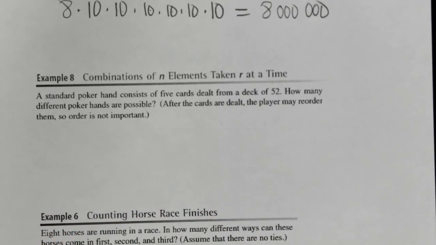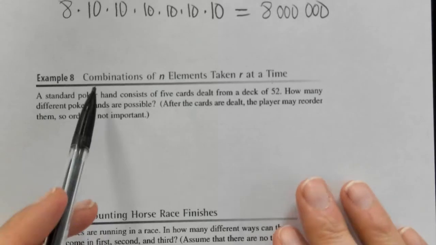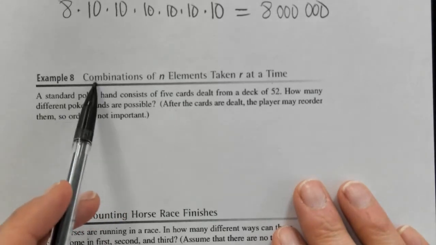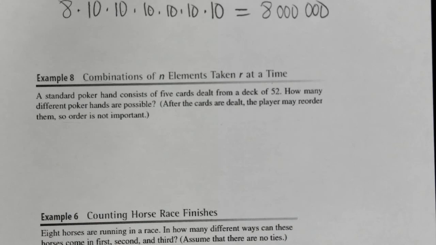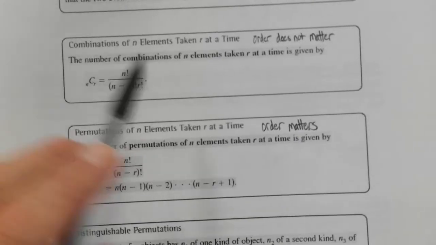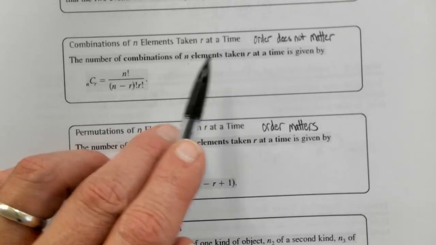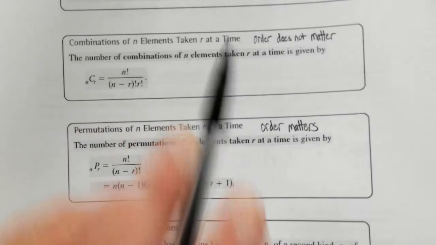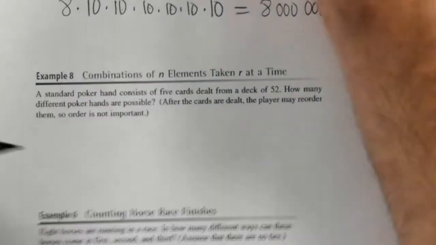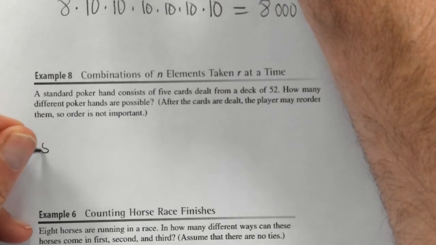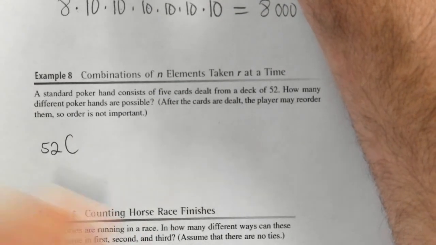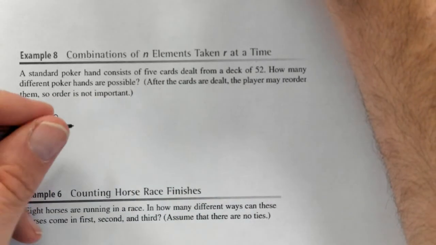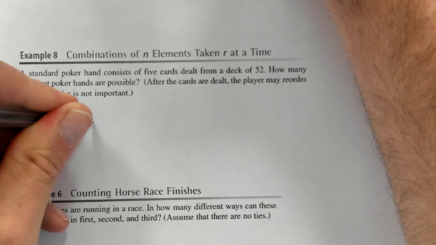So that gives us a clue to what we should be using here, plus the title of the question tells us it's combinations of n elements taken r at a time. So we know we're going to be using a combination here. For my combination, I need to figure out how many things I have total to choose from and how many I'm taking at a time. Well, there are 52 cards, so this would be a combination of 52 choose. How many are we going to be picking at a time? You're going to be picking 5. So 52 choose 5 is what I need to figure out here.